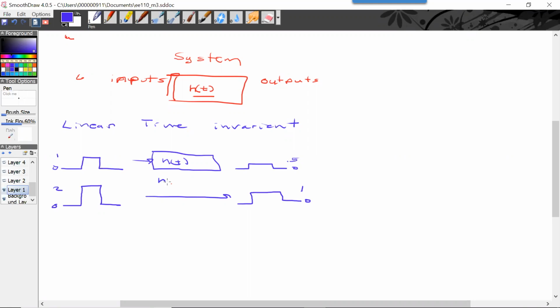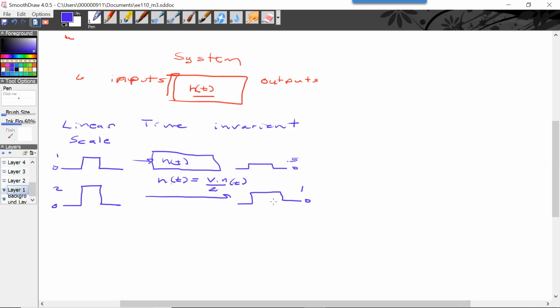And really, H(t) equals, in this case, Vin divided by 2. All right. So that's the scale property.